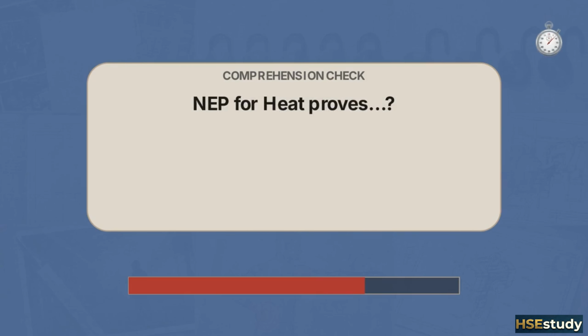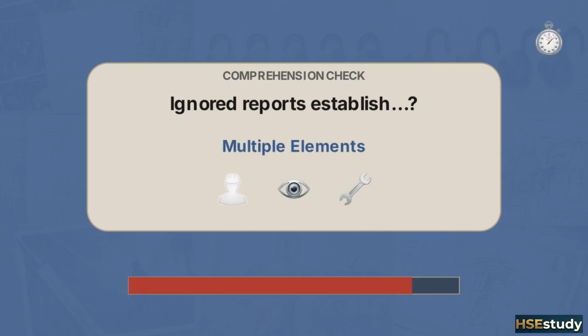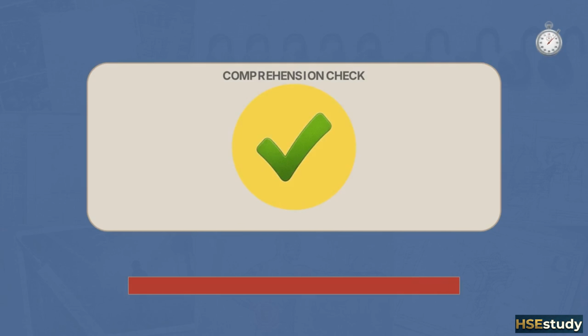Question 6. When OSHA launches a national emphasis program for heat stress, what legal element does this help them prove? Industry recognition. It puts the entire sector on notice. Finally, question 7. If an employee reports a hazard, suggests a cheap fix, and management ignores it, what does this establish? Multiple elements: employer recognition, exposure, and a feasible method to correct it.